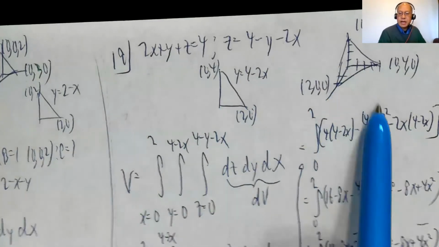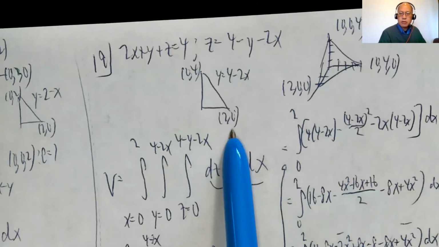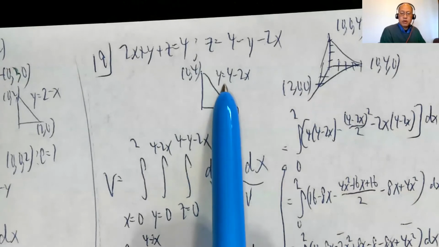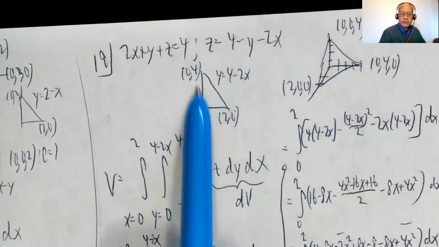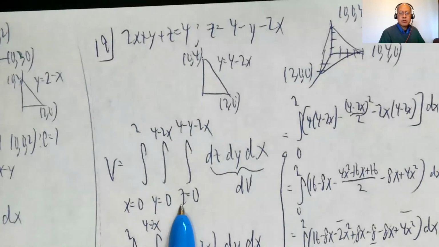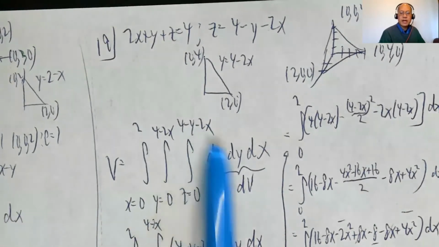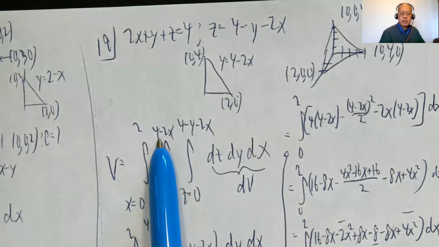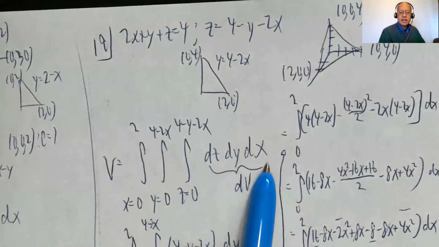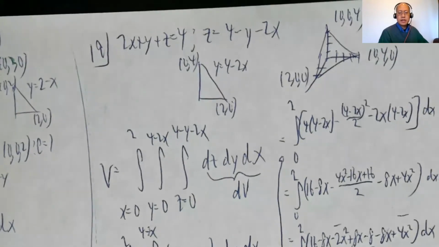And in the xy plane, 2, 0 and 0, 4 comes out to be y equals 4 minus 2x. Slope can be easily found to be -2. Y intercept is 4. Okay, so z is going from 0 to 4 minus y minus 2x. Y is going from 0 to 4 minus 2x. X is going from 0 to 2. dz, dy, dx, which is dV.